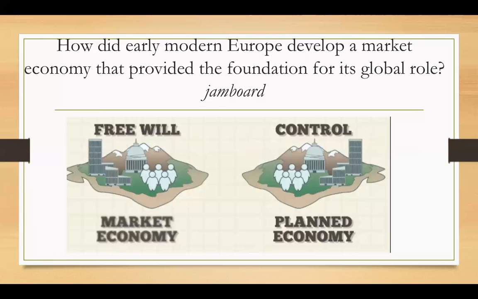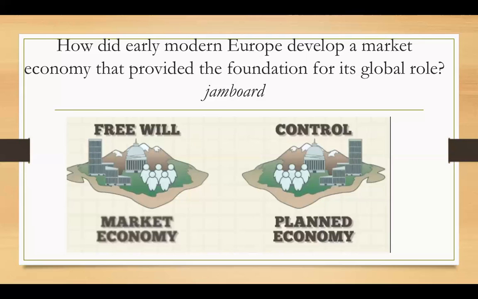Goodness gracious. So the planned economy has a lot more control. We'll talk definitely more about this dichotomy between communism and capitalism moving into the later parts of period 2 and the earlier parts of period 3.